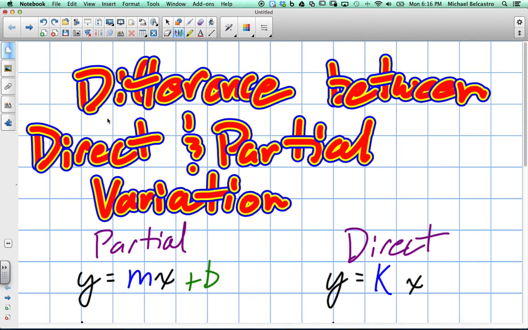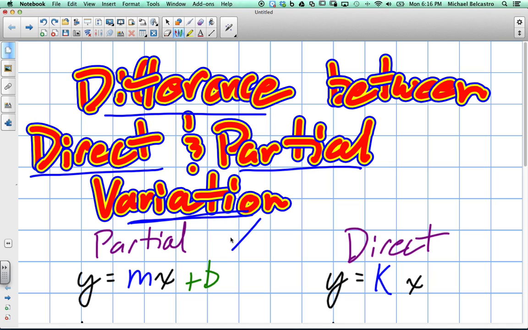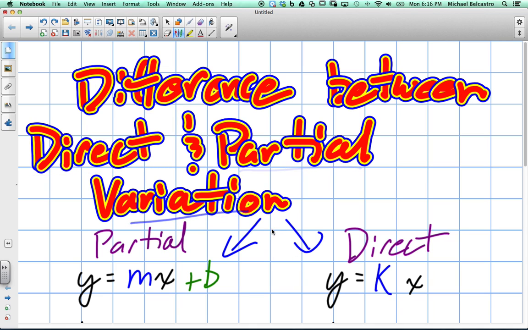Okay, so we're going to look at the difference between direct variation and partial variation. They give us two equations, and they don't seem to be related, but they're actually extremely related. The reason they don't seem related is because, for some reason, your book writes them with different letters. But we're going to clarify this.